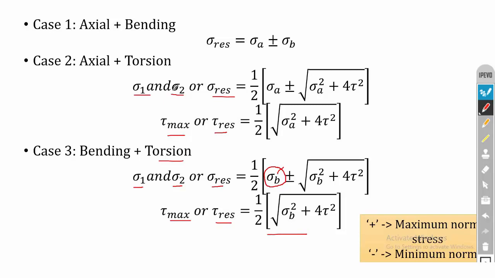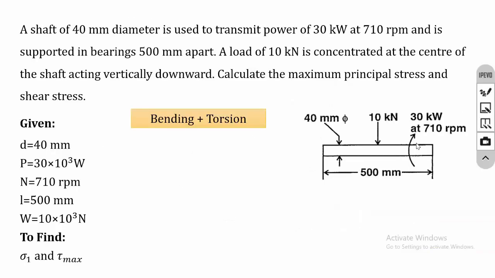So if you have a problem on axial plus torsion or bending plus torsion, then you have to use this principal stress equation to find the maximum and minimum principal stress, that is, your maximum and minimum resultant stress. Further, if you want the maximum resultant shear stress, you can use this equation. So now with this, we'll move into a simple problem.